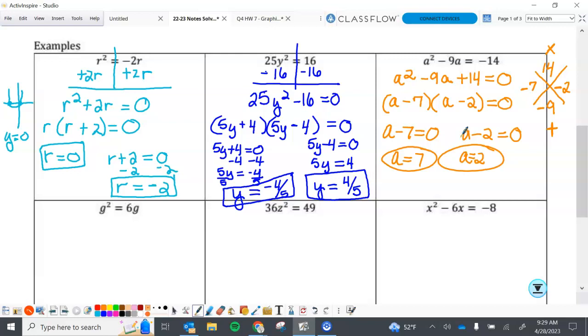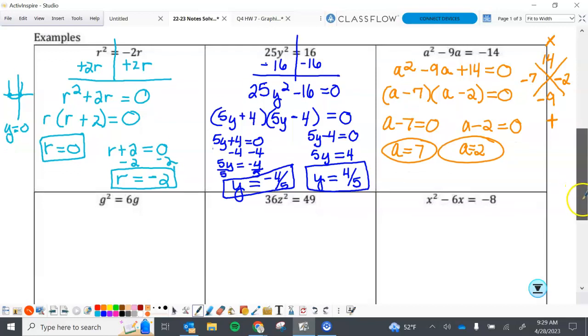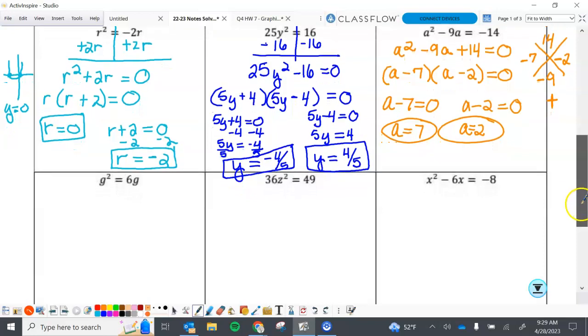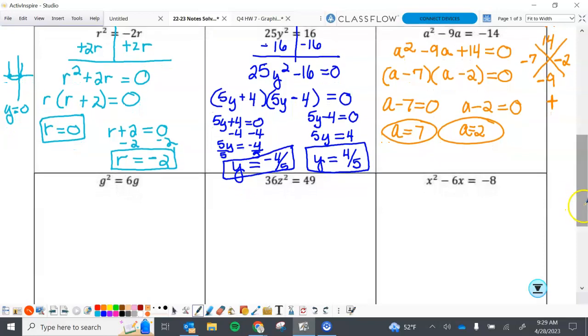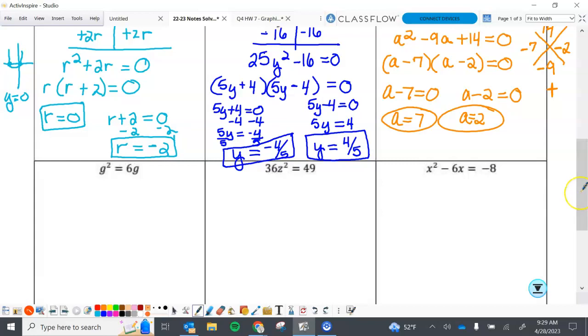So this is our solving by factoring method for quadratics. The bottom 3 examples mirror the ones at the top. So if you'd like to pause the video and try the bottom ones with the work from the top as your guide, feel free to do so. Otherwise, I'll continue to work on the bottom 3.